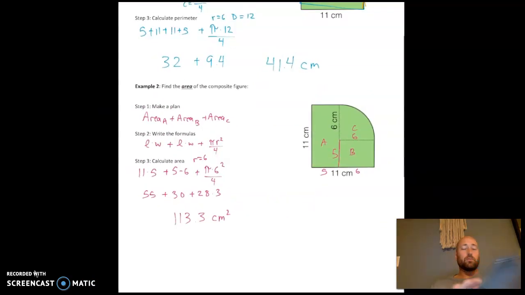Okay, so we did a couple examples. In all the examples, we did the same thing. We made a plan. After we make that plan, we look at our plan and we say, okay, what formulas do I need to make that plan happen? Find the formulas.